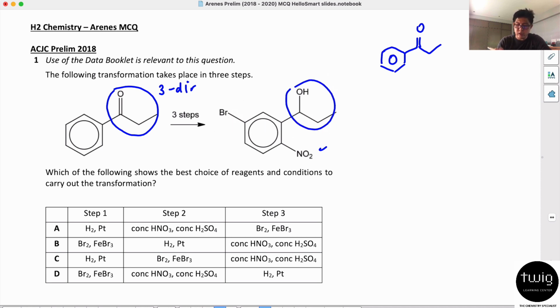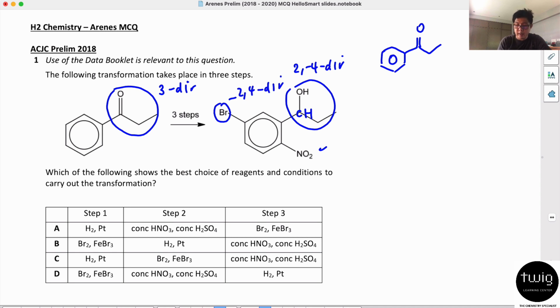This group here, if you check your data booklet, is like an alkyl group, because this is still a CH2 CH over here. Treat this like an alkyl group. It's actually 2,4 directing, and Br here is actually 2,4 directing also, right?